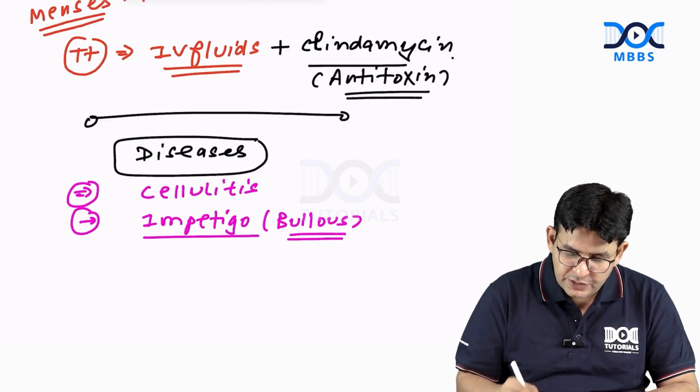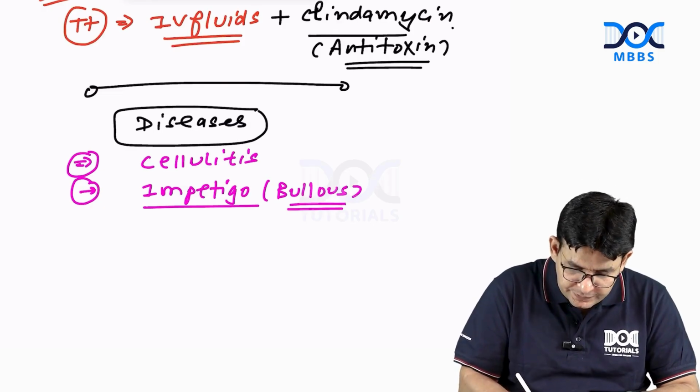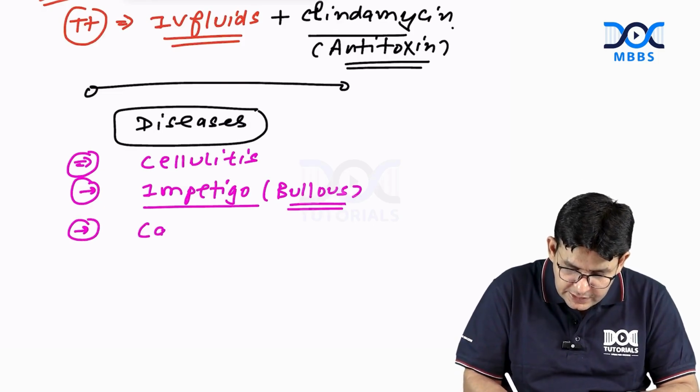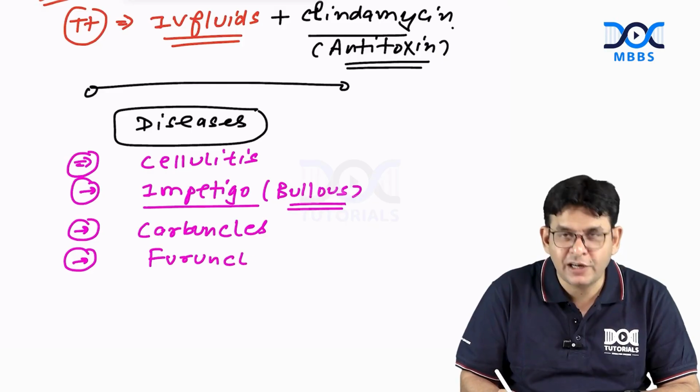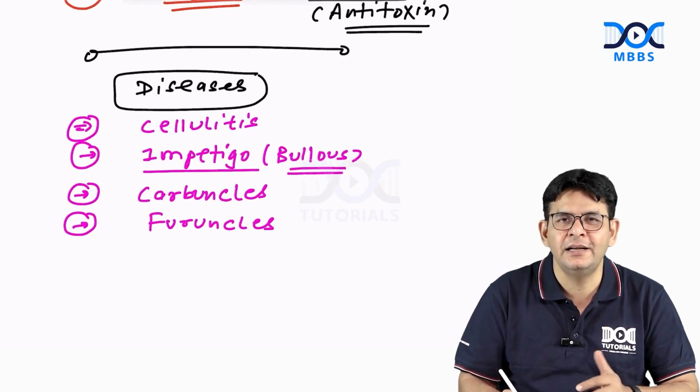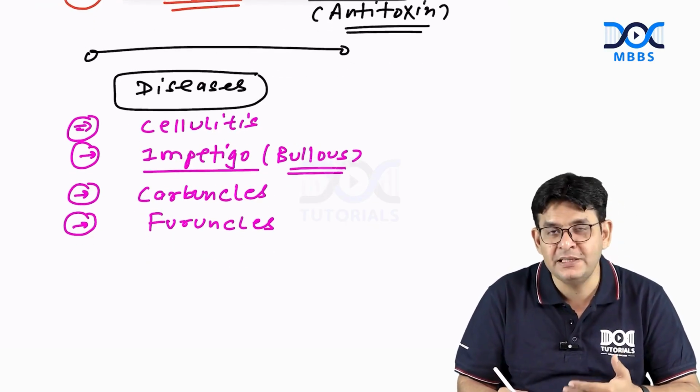Is it fine? So cellulitis, impetigo, certain other pus-forming ones like carbuncles, furuncles, all sorts of uncles, they are done by Staph aureus. So remember, these all are what?